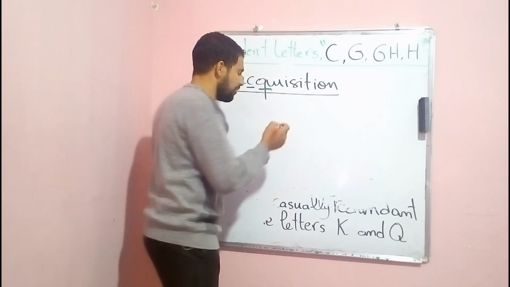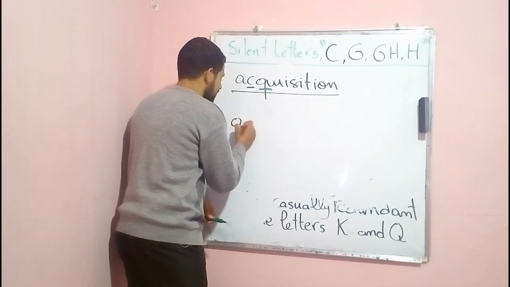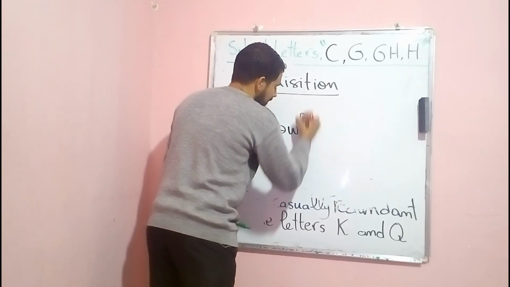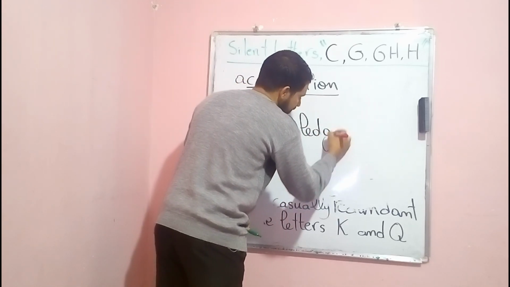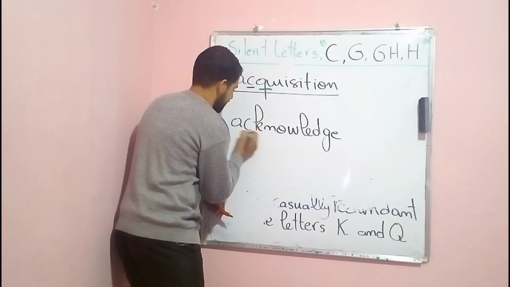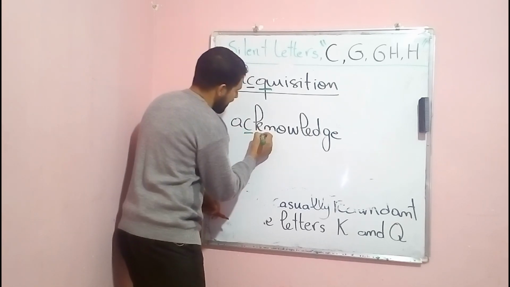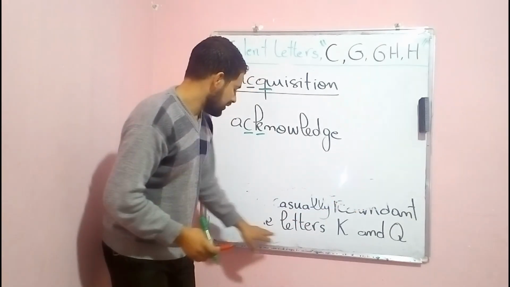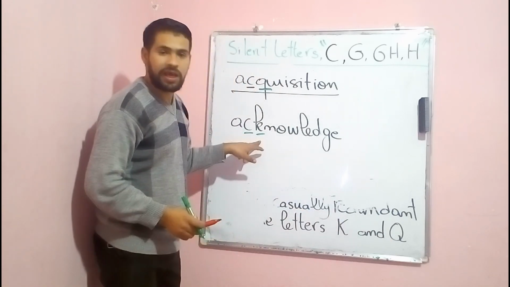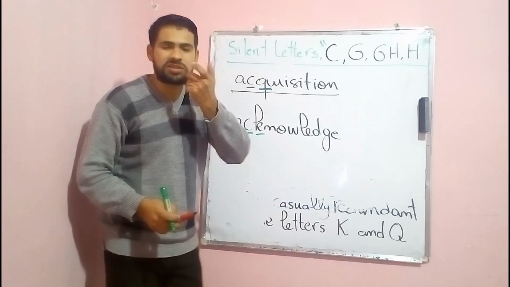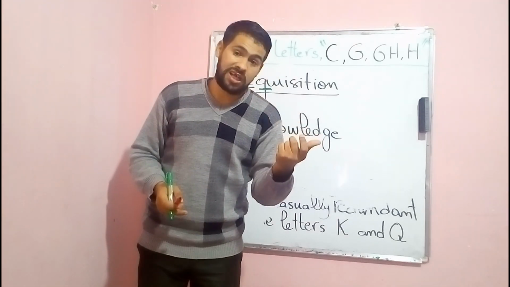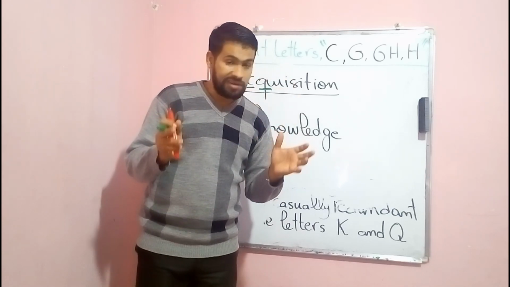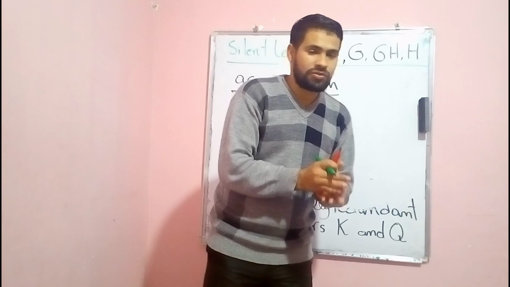Okay? Another example, for example, when I say acknowledge. Acknowledge. Okay? Now, look again. Here I have C and here I have K. I redound the sound of the letter C with the letter K to have the sound "acknowledge". Is it clear? I hope it's clear for right now.